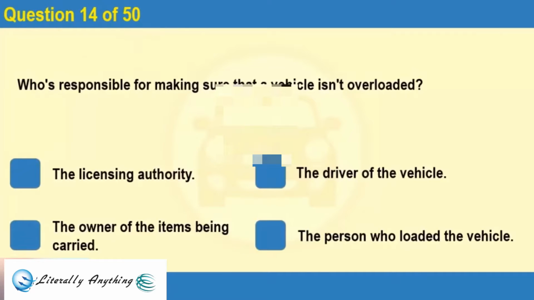Who's responsible for making sure that a vehicle isn't overloaded? 1. The licensing authority. 2. The driver of the vehicle. 3. The owner of the items being carried. 4. The person who loaded the vehicle.